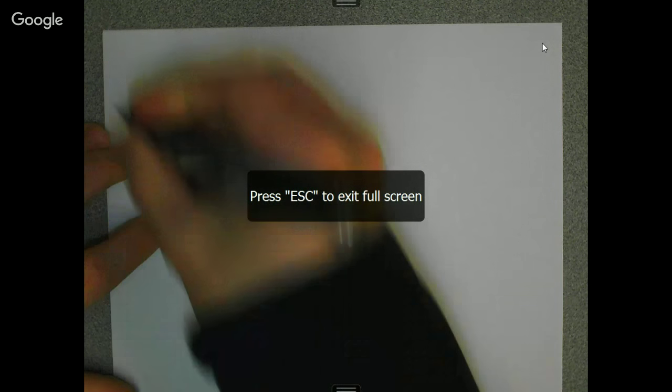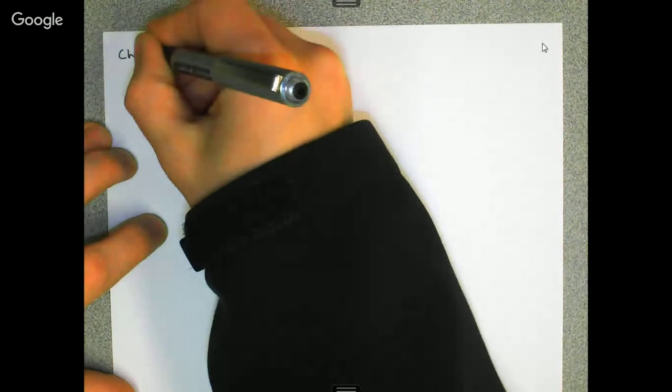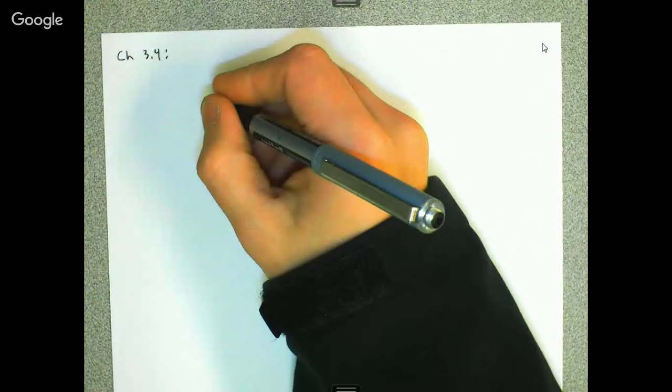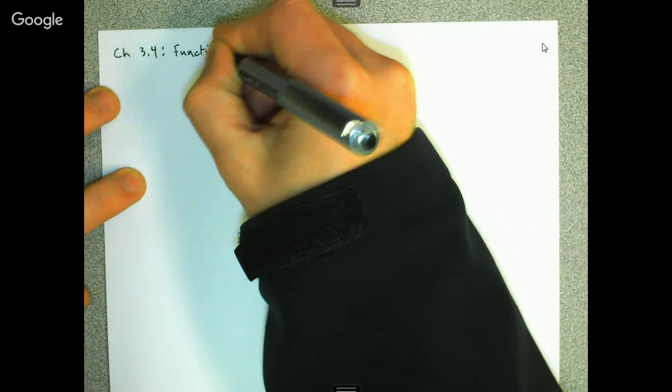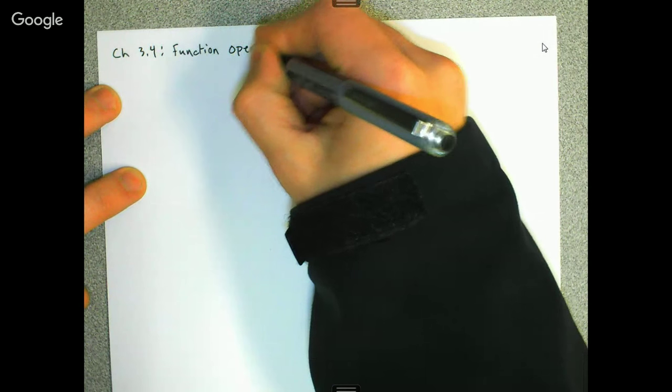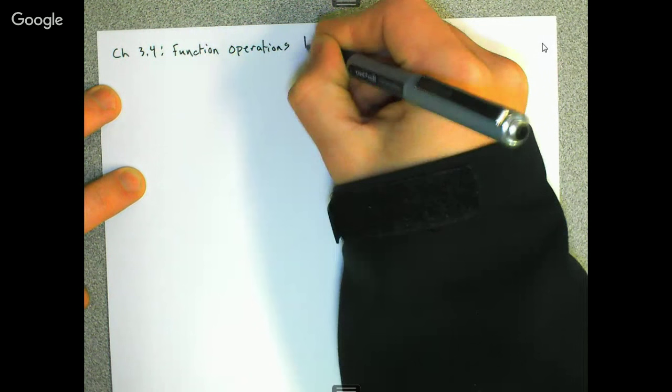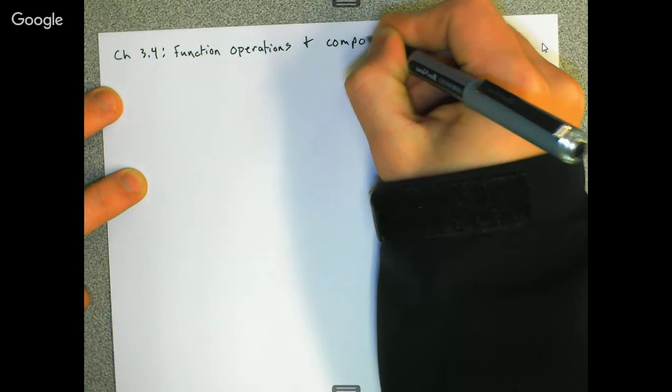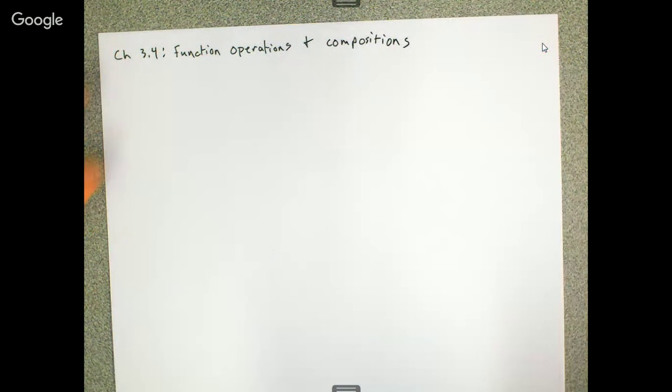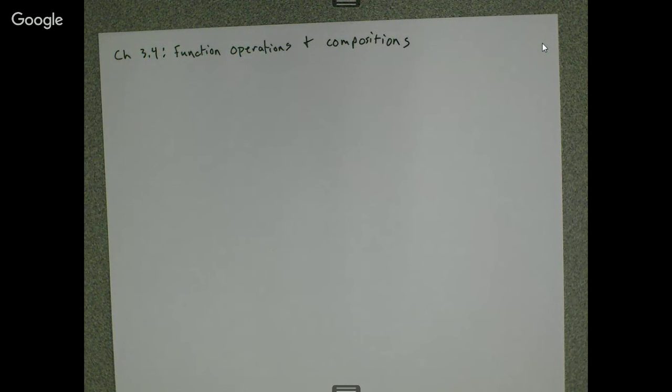We are going to talk about chapter 3.4, which is composition of functions and operations. This will probably be a review of what you were doing in Algebra 2, and then we're going to add some stuff and focus on domain and range, really.